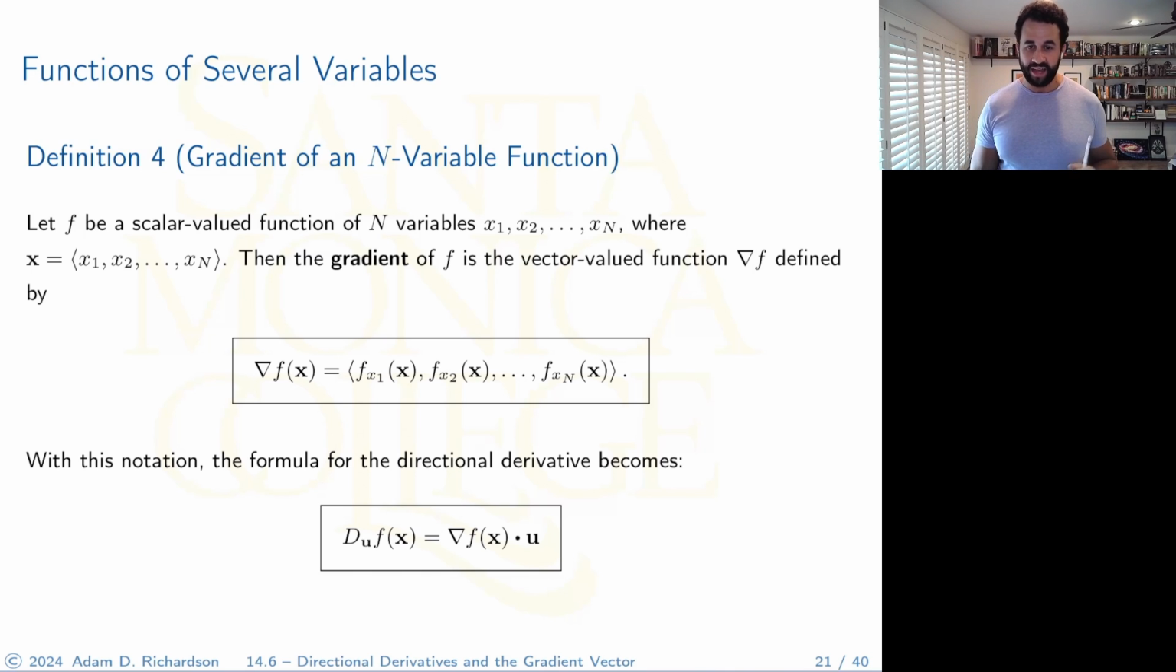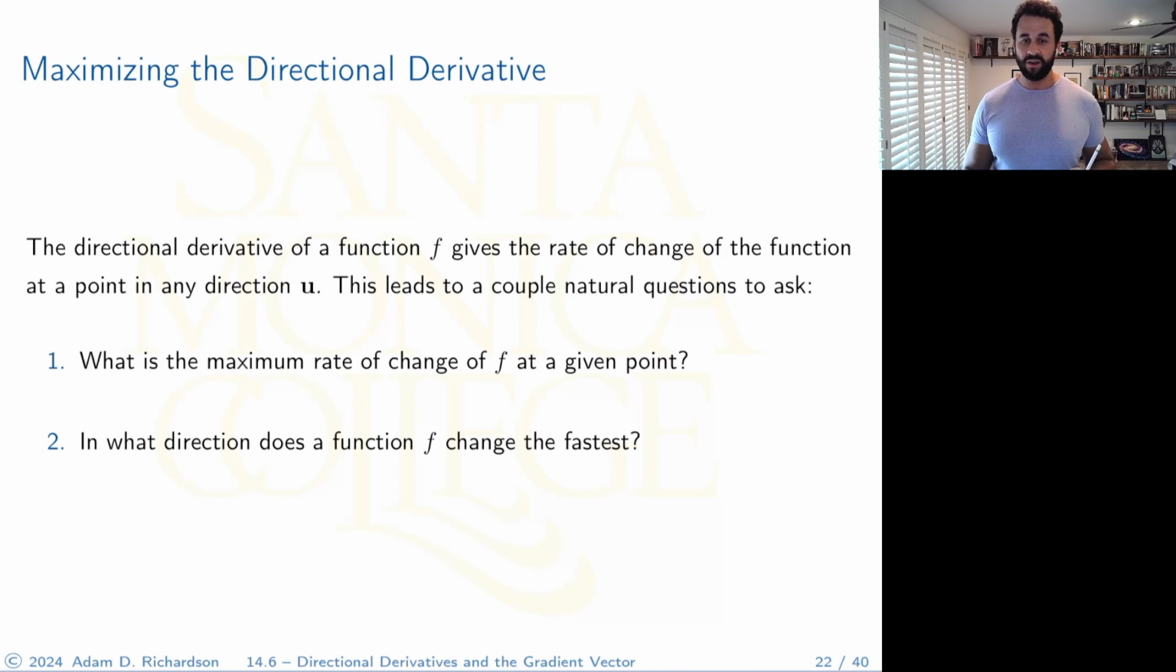All right, so now that we have the gradient vector, there are two very important questions that we want to ask, and just about directional derivatives in general. So remember that the directional derivative gives you a rate of change at any point in any direction u. So we have a couple natural questions to ask. One is, what is the maximum rate of change of f at any given point? And two, in what direction does f change the fastest? So in other words, which way would I have to turn so that f would be increasing the fastest?